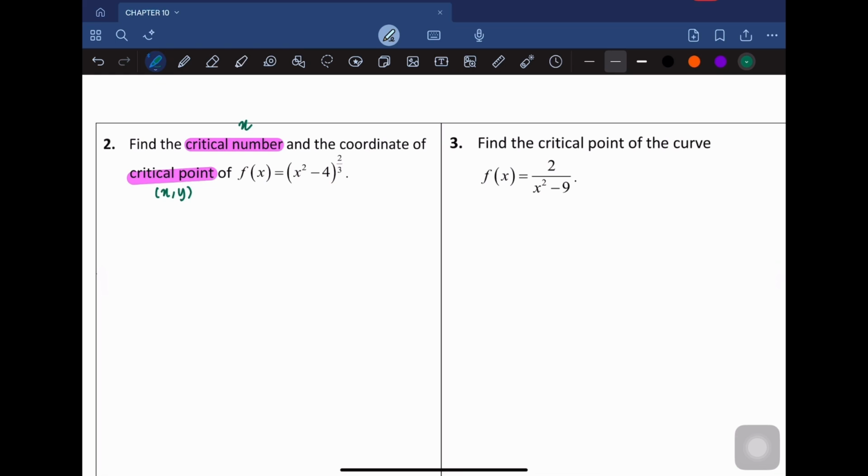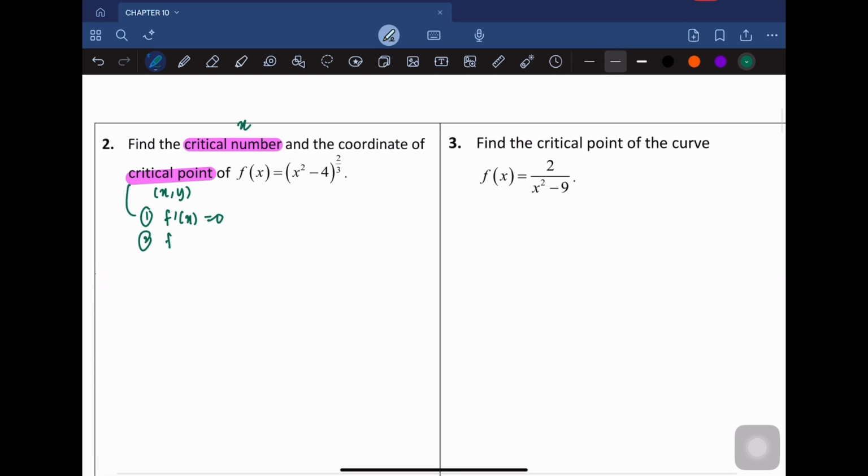Again remember, critical points have two cases. The first one is when your derivative is equal to 0. And the second one is when your derivative is undefined. You have two cases, so we need to consider both. We cannot look at just one, we have to check both.